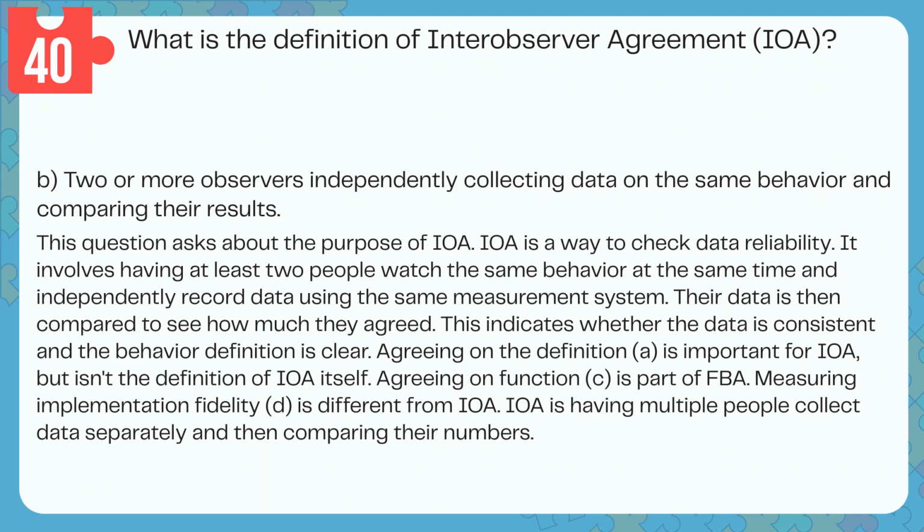Agreeing on the definition, A, is important for IOA, but isn't the definition of IOA itself. Agreeing on function, C, is part of FBA. Measuring implementation fidelity, D, is different from IOA. IOA is having multiple people collect data separately and then comparing their numbers.